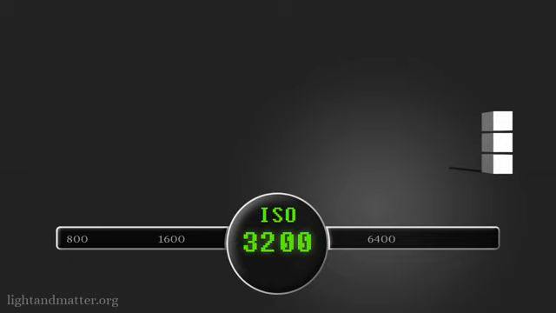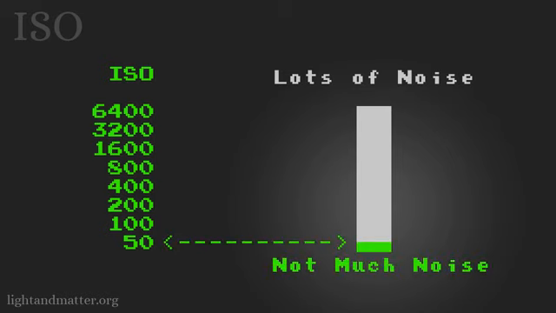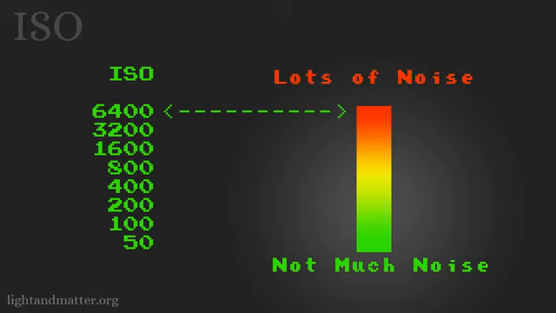So when you set the camera to high ISO, you can take pictures when there's a lot less light. Pretty simple. So why wouldn't we just shoot at high ISO all the time? Because the higher you set the ISO, the more digital noise or film grain will be visible.